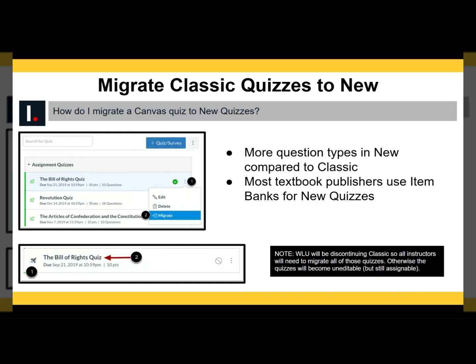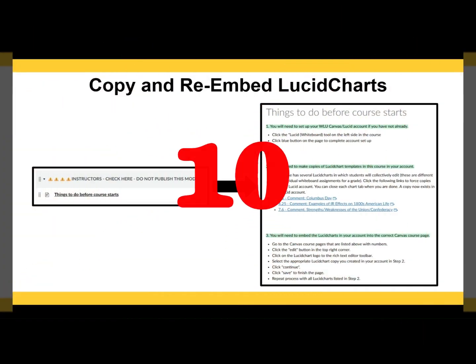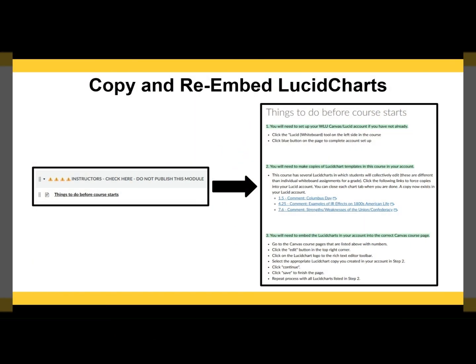Look for the solid colored quiz icons, as this indicates the new tool version. Many current textbook publishers use the new Quizzes tool for import banks. Some online master courses may have Lucid whiteboard activities. These are created for both group interactions and individual assignments.